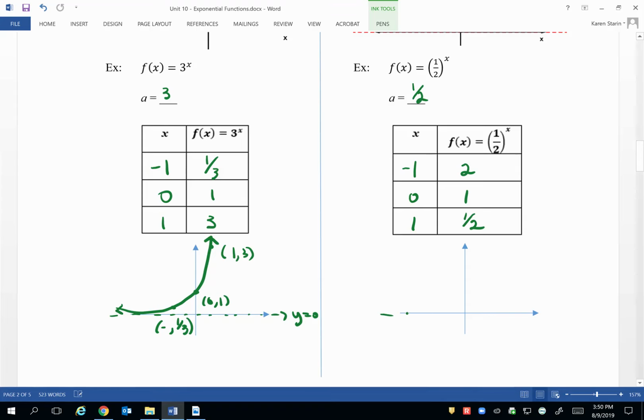So we'll sketch this first by putting in our horizontal asymptote of y equals 0. And let's say -1, 2 is about here. And of course 0, 1 is in exactly the same place as it was in the other graph. And then we have 1, 1/2, maybe about there. And then we'll sketch the general shape of a decreasing ramp to sketch that graph.